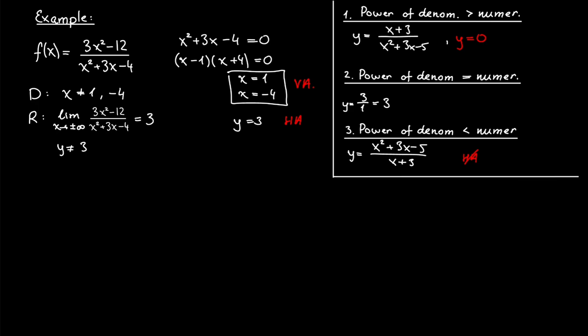Okay. So now that we have the two vertical asymptotes and the one horizontal asymptote, the next thing we can find perhaps are the x and y intercepts.